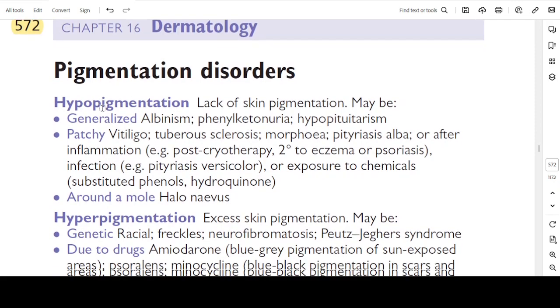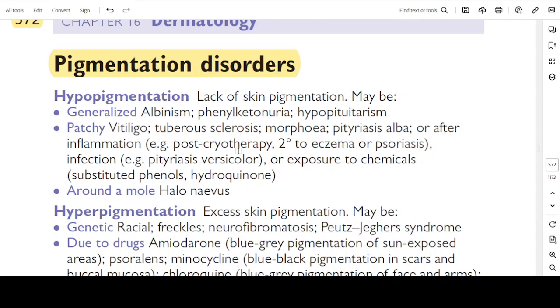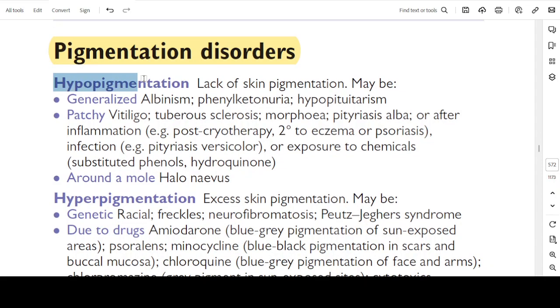Page number 572, pigmentation disorders. Hypopigmentation. A lack of skin pigmentation may be generalized, like albinism, phenylketonuria, and hypopituitarism, or patchy, like vitiligo, tuberous sclerosis with ash leaf macules, morphea, pityriasis alba, or after inflammation, like post cryotherapy, secondary to eczema or psoriasis, infection, pityriasis versicolor, or exposure to chemicals such as substituted phenols or hydroquinone, or around a mole, halo nevus.